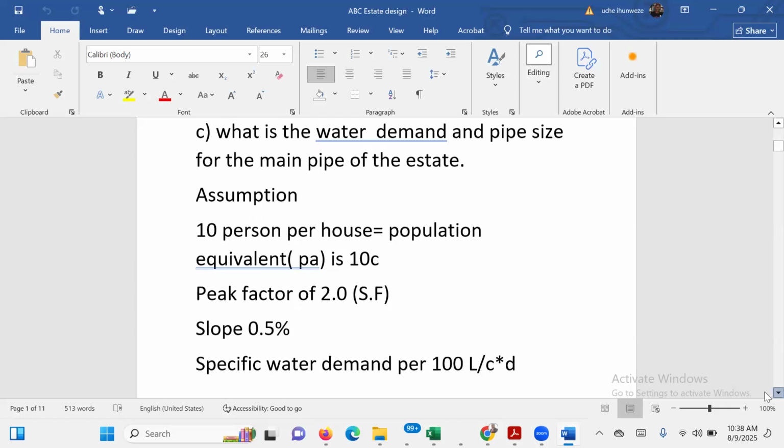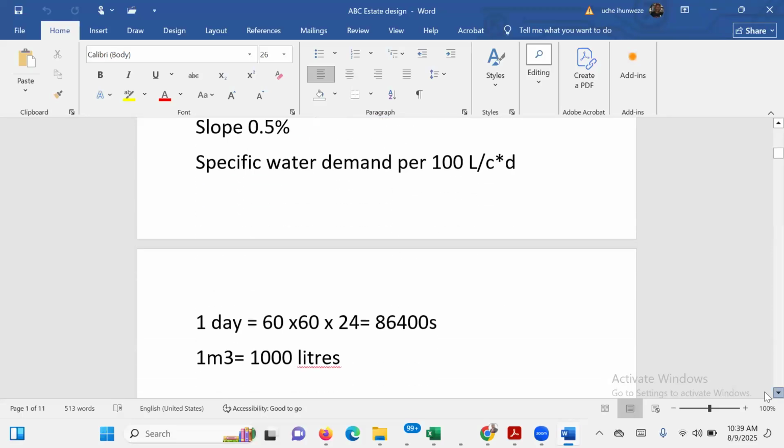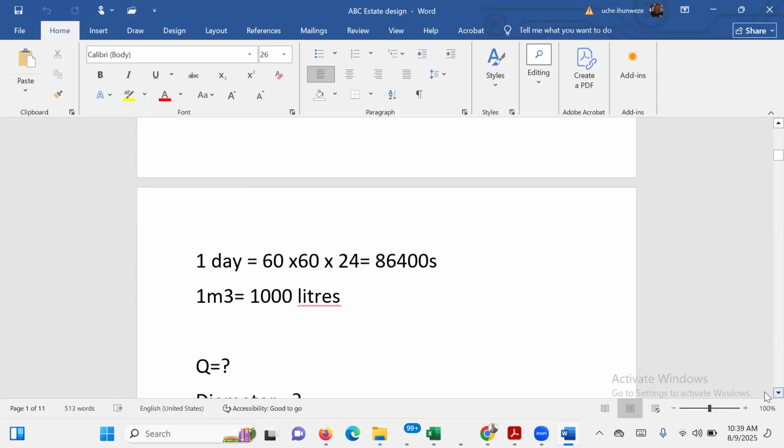Okay. Now, we said the specific water demand per person per capita per day is 100. So let us answer those questions now. So number one, let's do some unit conversion. We said that 1 day is 60 by 60 by 24.